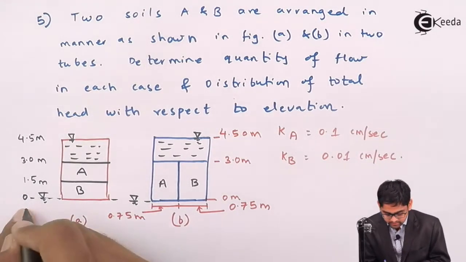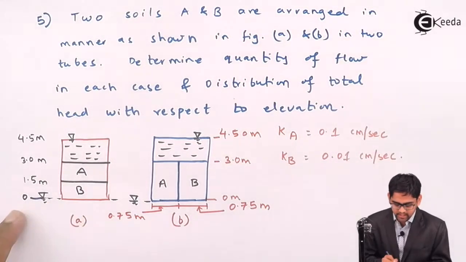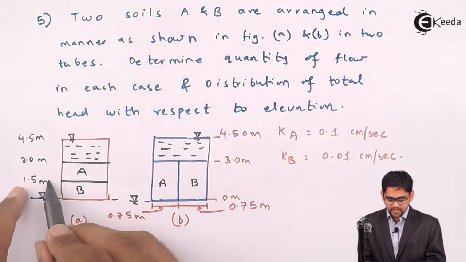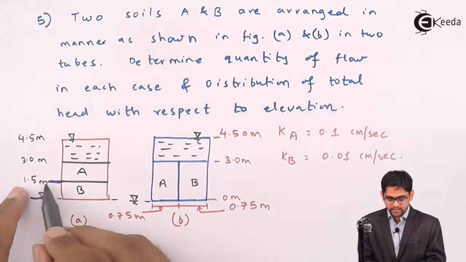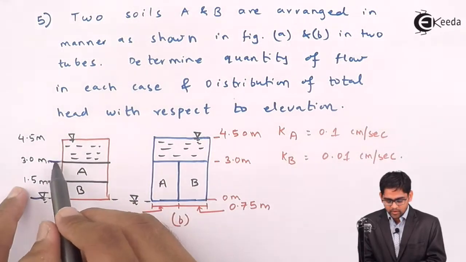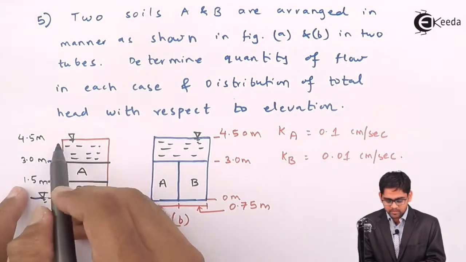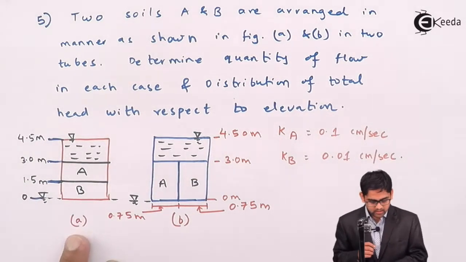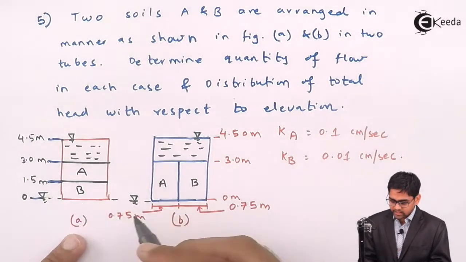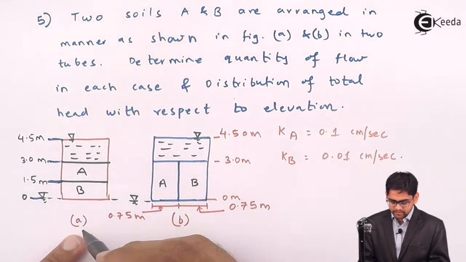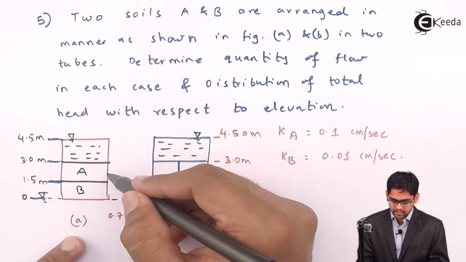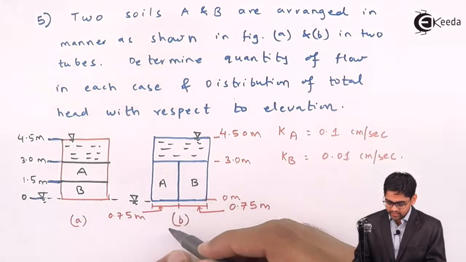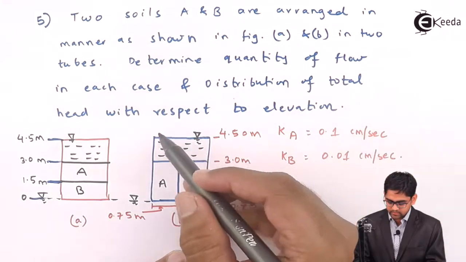So here the elevation at this level is given as 0, so therefore this becomes a datum. The A to B interface elevation is 1.5, and this particular level is 3 meter elevation, and this particular level is 4 meter elevation. I'll consider the step-by-step process, and for that the case A, where the soils are arranged like this, and for case B the soils are arranged in this way.